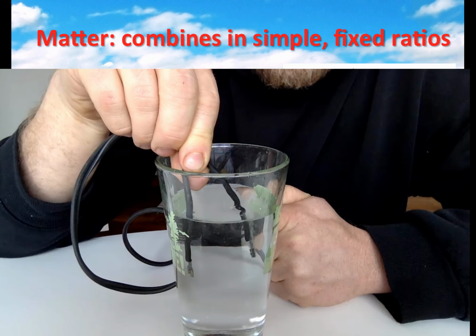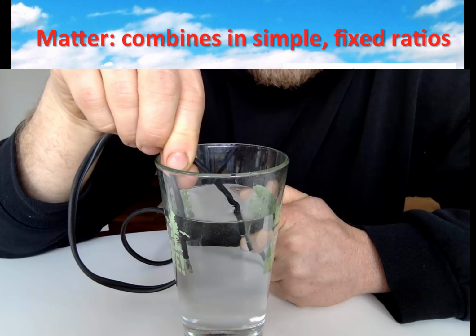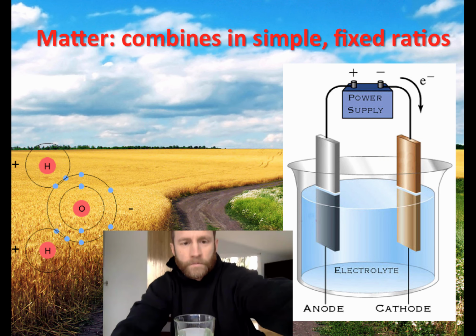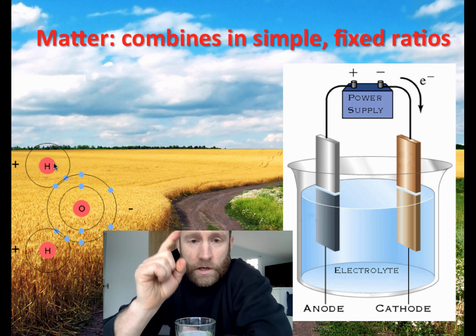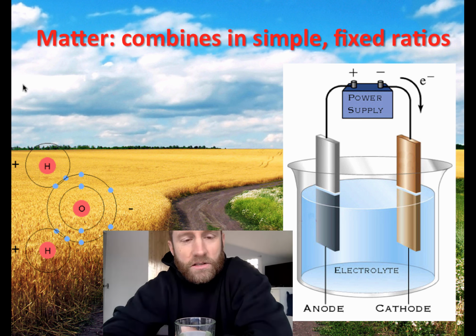And the reason has to do with how much of the gas there is. How much of the substance there is. And that is kind of the point of this experiment: you can see a lot more hydrogen than oxygen. The bubbles of hydrogen are bigger or more than the bubbles of oxygen because there's more hydrogen. Every time you break apart one molecule of water, you get 1 oxygen atom and 2 hydrogen atoms, because matter combines in simple fixed ratios.